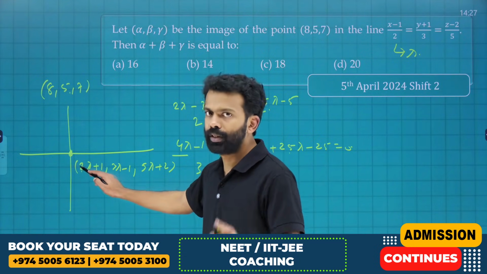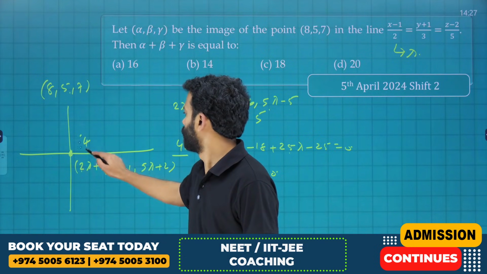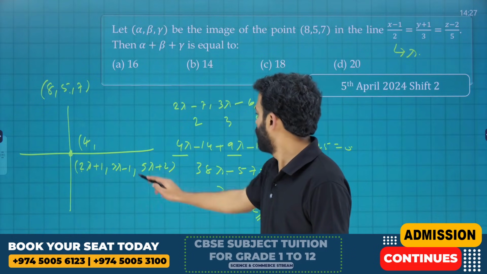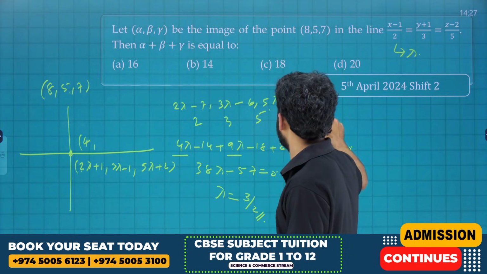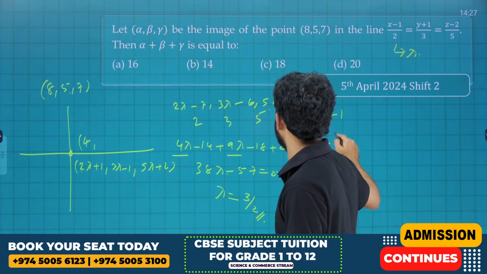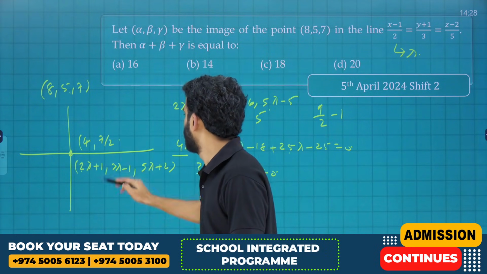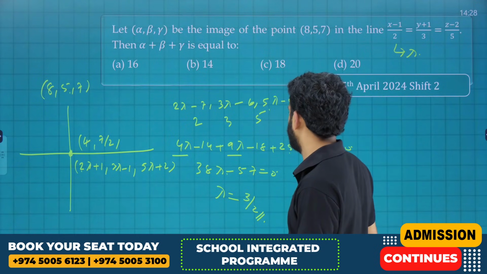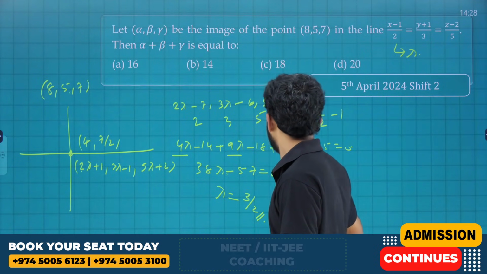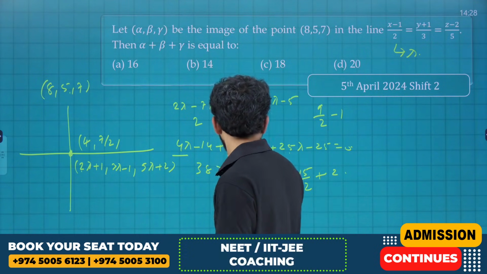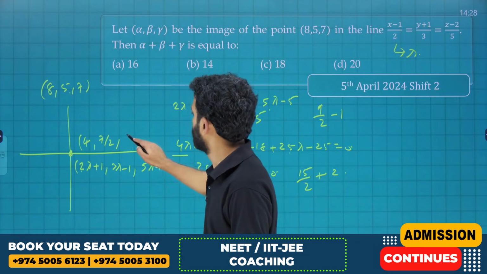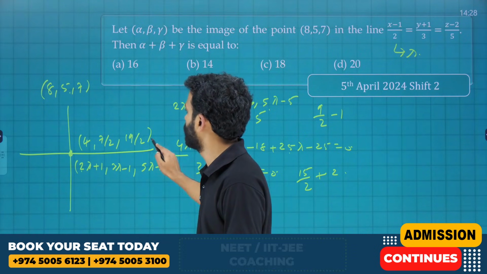2 into 3 by 2, that is 3. 3 plus 1 is what? 4. Okay. And 3 lambda, that is 3 lambda is 9 by 2, right? Minus 1, that is 7 by 2. Next one, 5 lambda, that is 15 by 2. 15 by 2 plus 2 is 19 by 2. Okay.